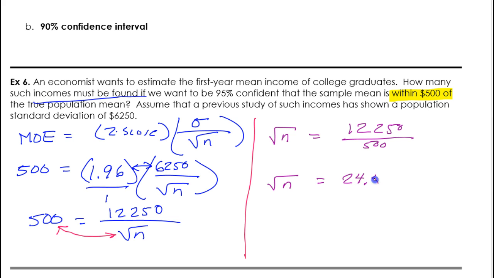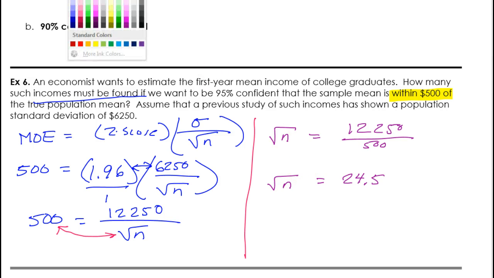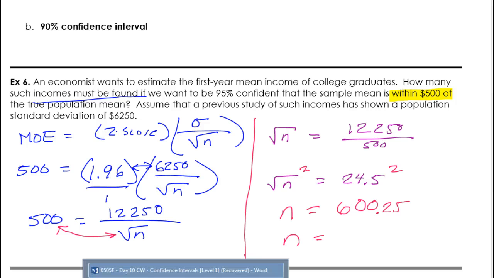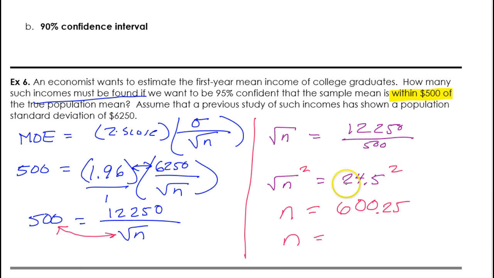So 24.5 exactly. Of course, how do I get n now? You square it. So we'll just square both sides. That gives us n is equal to 24.5 squared, which is 600.25. Now remember, n is a number of items, a number of values, so you can't have a decimal for this. So just 600. All right, that's it.